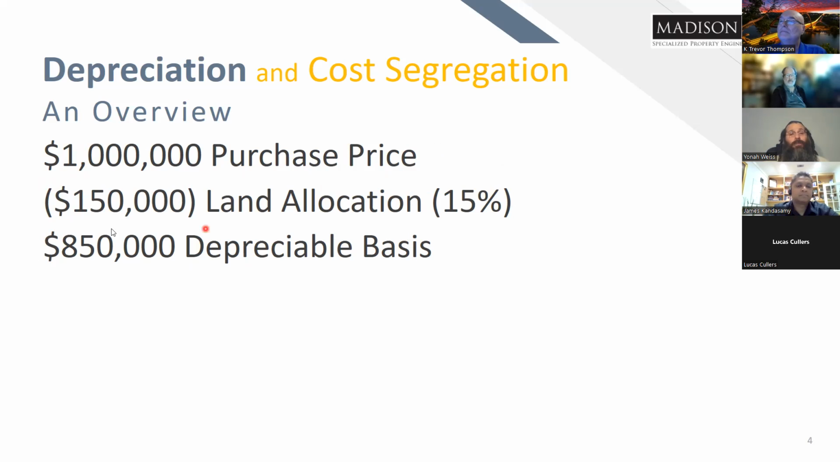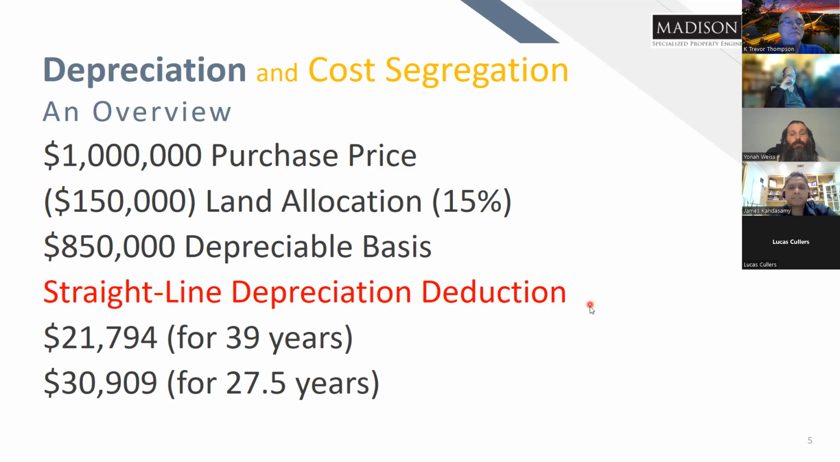And what's left is $850,000. That's the amount that you can depreciate over that total of 27.5 or 39 years. What that looks like with straight line depreciation. Every single accountant uses this and knows what depreciation is, but they may not know how cost segregation works and how to do this because, as I said, it requires an engineering component to it. And again, if anyone has any questions, please don't hesitate to put them in the chat and we will get to them either now or at the end.